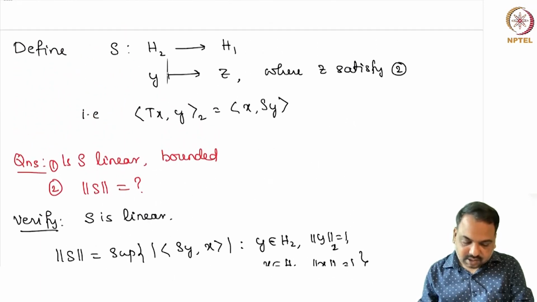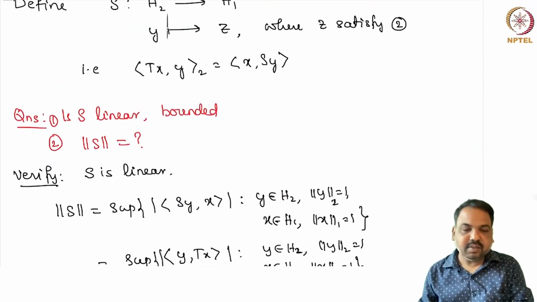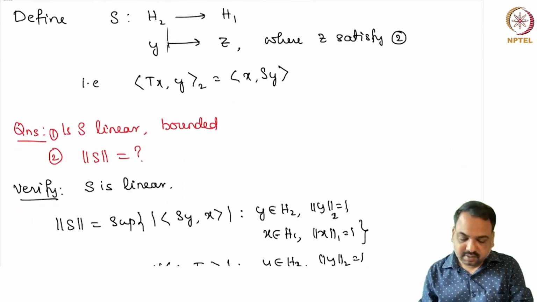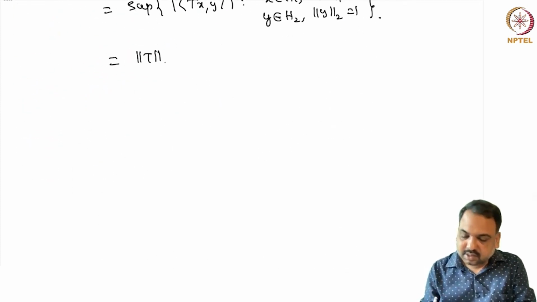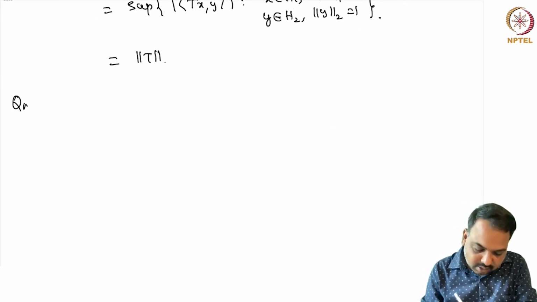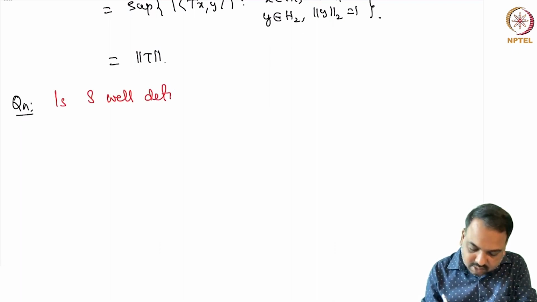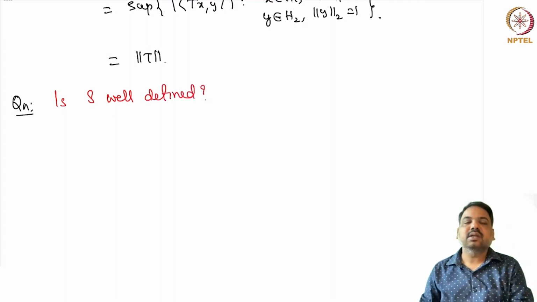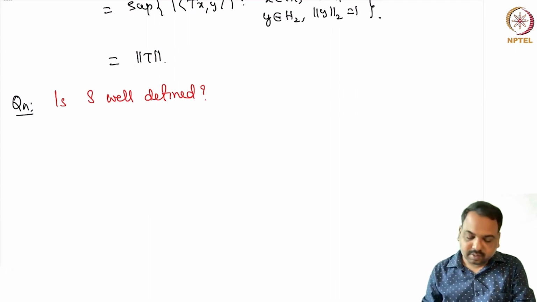Now the question arises: is it a unique operator? First of all, we have not checked that it is a well defined operator. The question is whether it is well defined. In other words, can this S be a unique operator satisfying those properties? This can be seen easily.